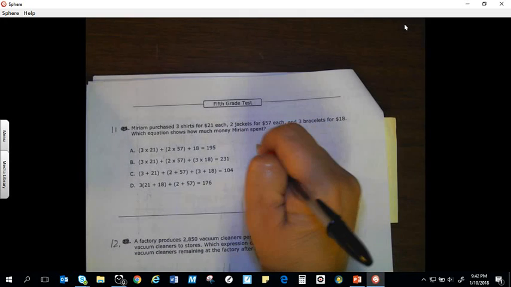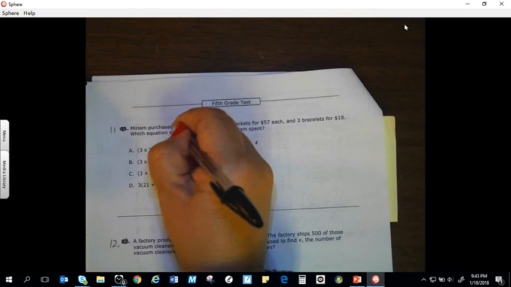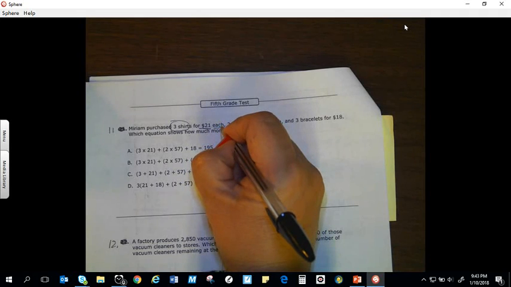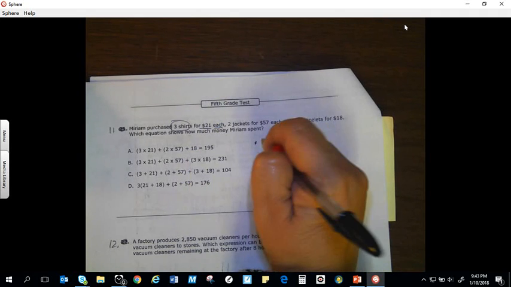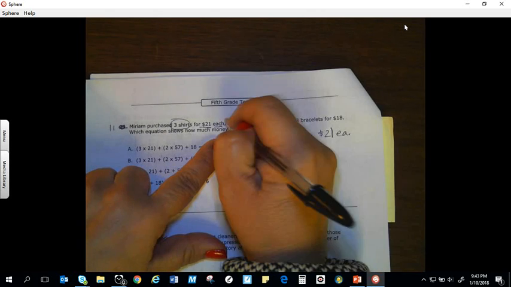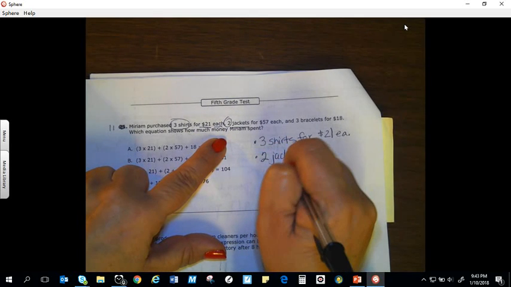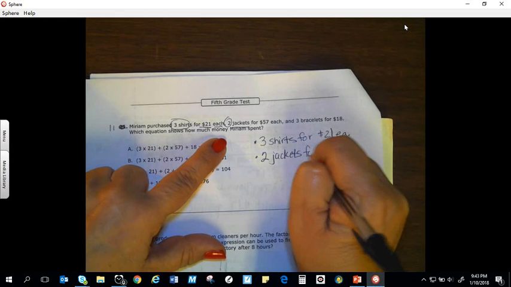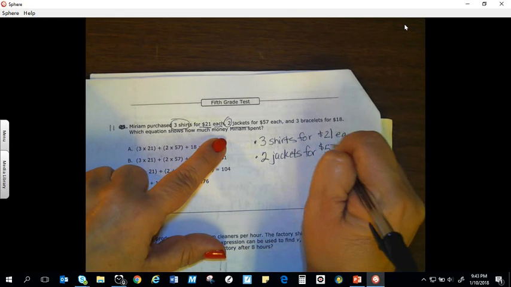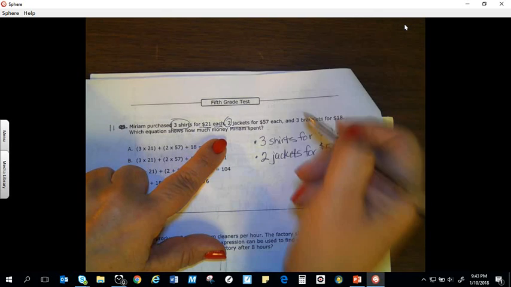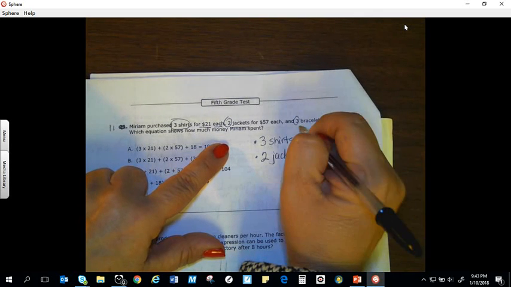All right, so now I'm going to bullet. 3 shirts for $21 each. So she bought 3 shirts for $21 each. Okay. Next, she bought 2 jackets for $57 each. Wow, I hope they were sharp-looking jackets. And then she bought 3 bracelets for $18.